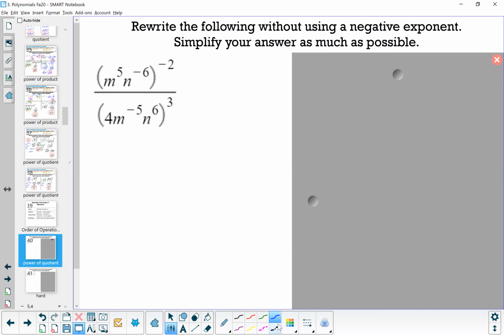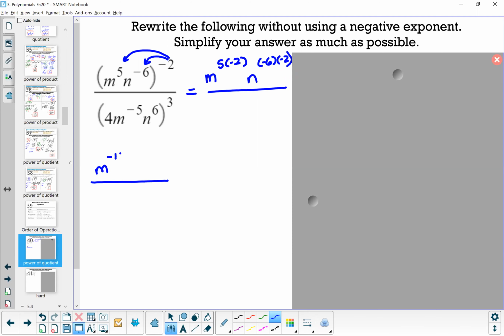So let's evaluate the numerator first, which is being taken to the negative 2 power. So that's our power rule, which basically means we have m to the fifth power times negative 2, n to the negative 6 times negative 2. I'll continue on with simplifying the numerator. So that gives me m to the negative 10 times n to the 12th.